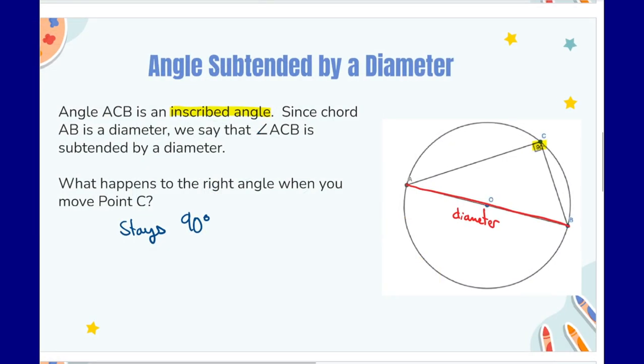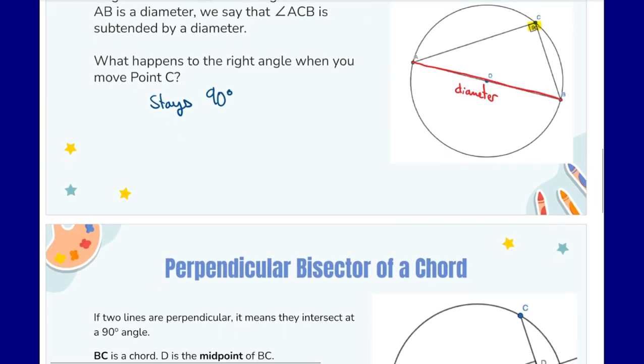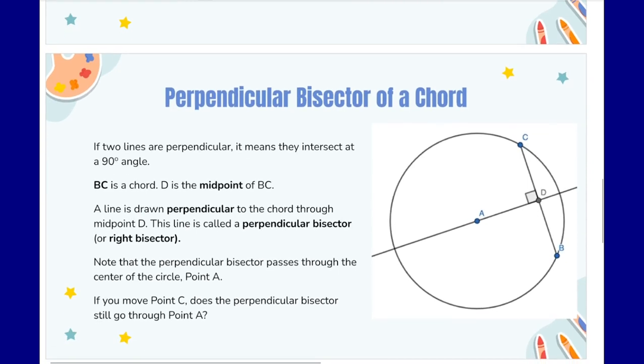Let's take a look at another property. Let's take a look at a perpendicular bisector of a chord. Well, a lot of new words here. So what does all this mean? If two lines are perpendicular, it means they intersect at a 90-degree angle. We've talked about perpendicular lines before, if you remember back to the linear relationship unit. So perpendicular lines meet at 90 degrees.